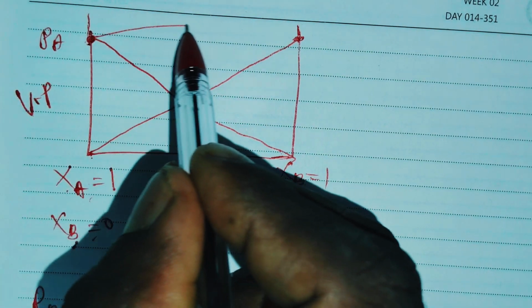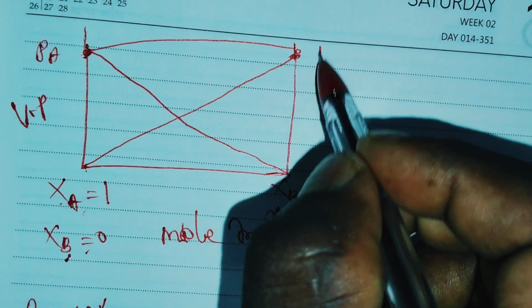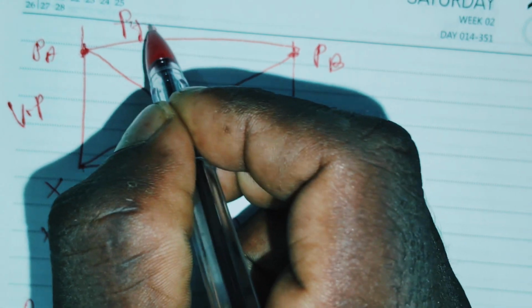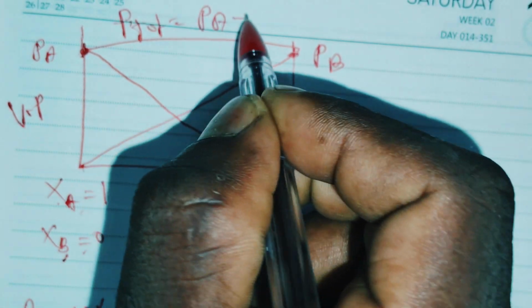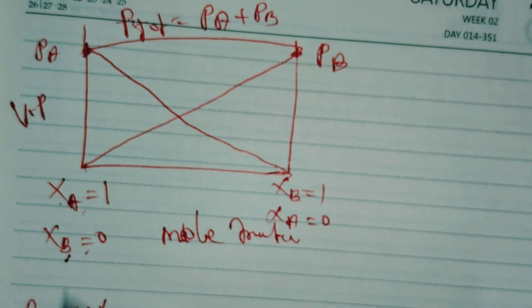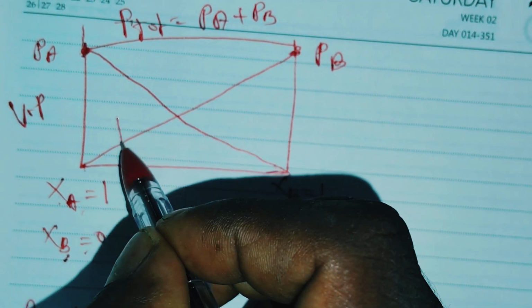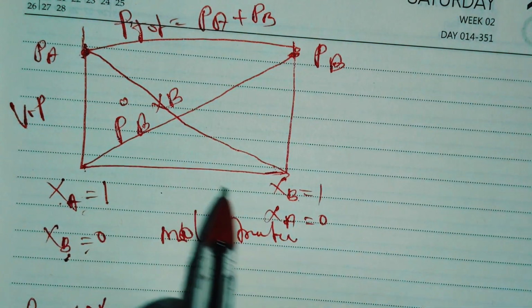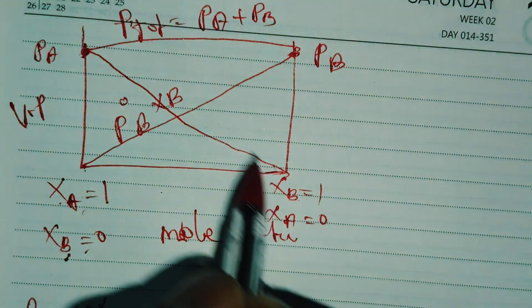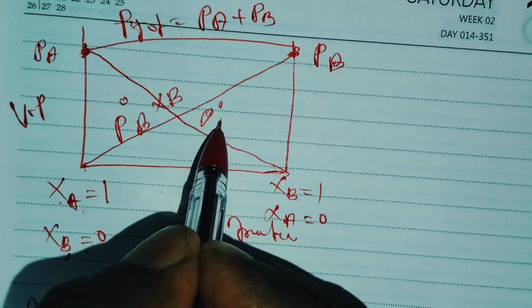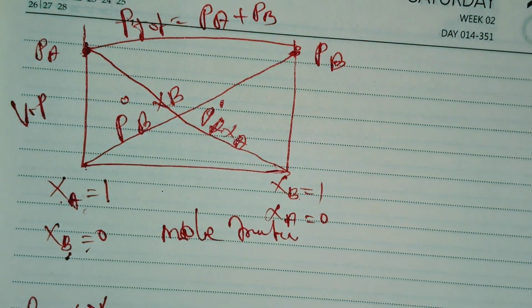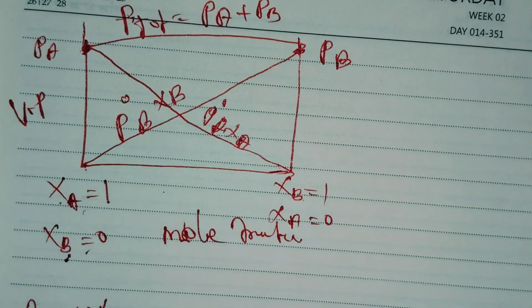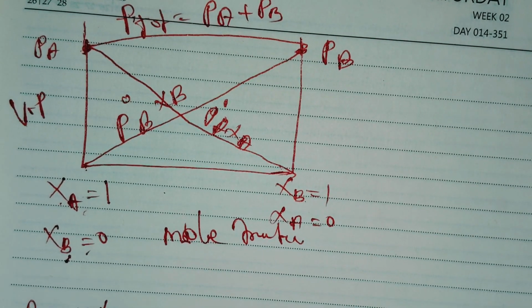Okay, so here is the partial pressure of B, and there is the total pressure. The total pressure is equal to P of A plus P of B, where P of B is P naught of B x of B and P of A is P naught of A x of A. So in actual Raoult's law, it is a linear relation, not a deviation.